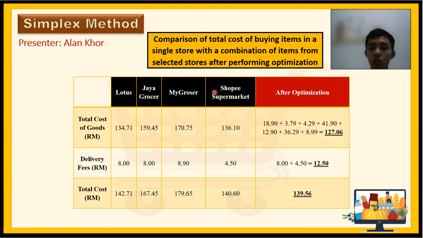After summing up the total item cost and incurred delivery cost, the lowest cost of purchasing, 139 ringgit 56 cent, is obtained, compared to purchasing all specified items in each single store. On the contrary, buying all items in My Grosso will incur highest purchasing cost, which is 179 ringgit and 65 cent.